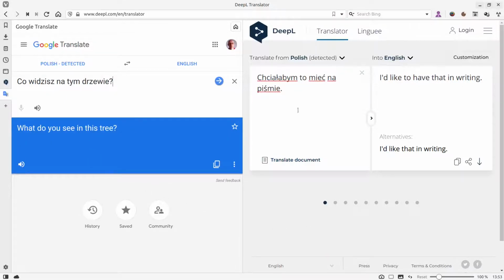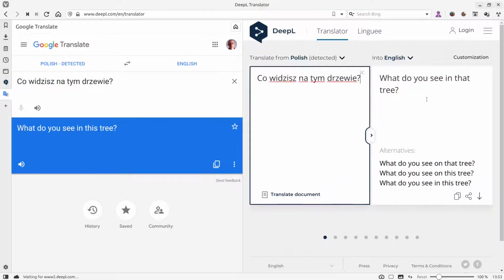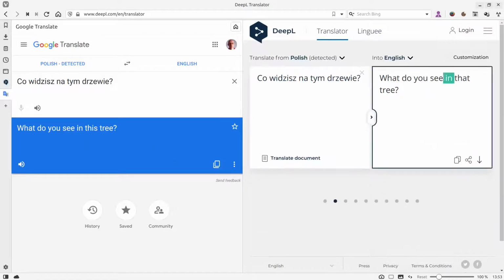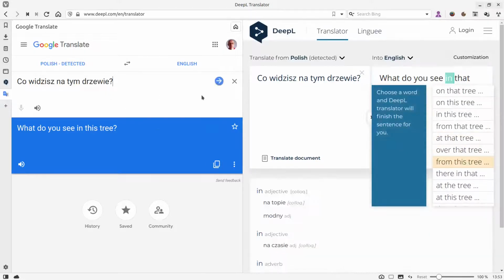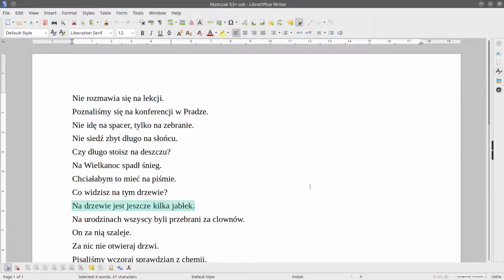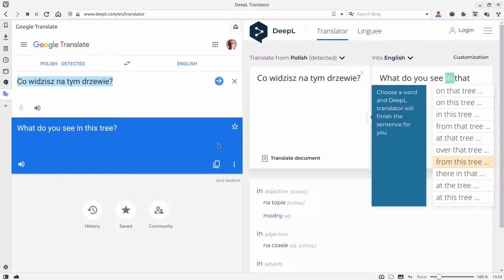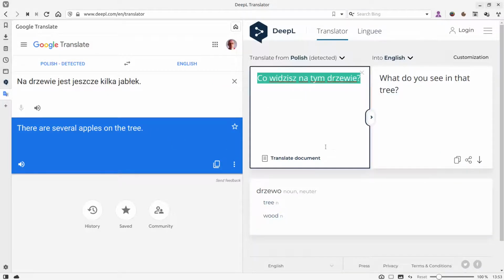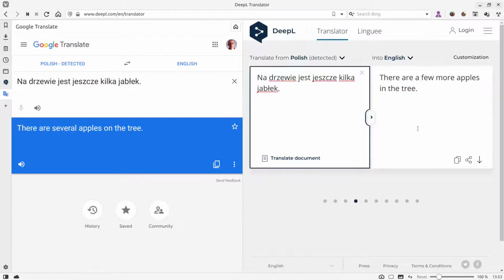What do you see in this tree? What do you see in that tree? So again, the difference is in the demonstrative, but the correct preposition is used here. However, in this sentence, you would probably expect on. There are several apples on the tree. It's a slightly different situation. However, DeepL doesn't seem to see that.